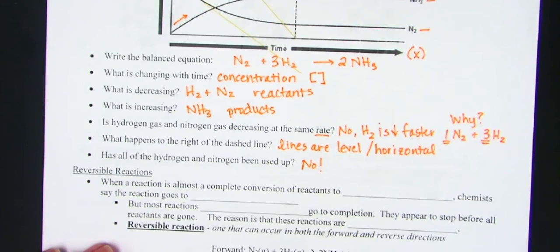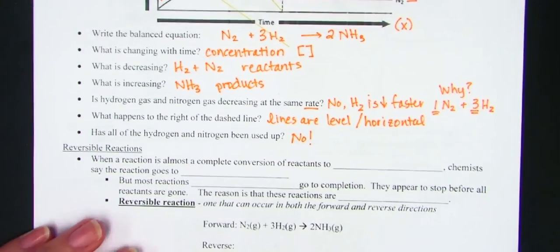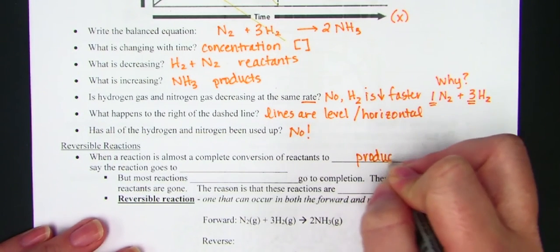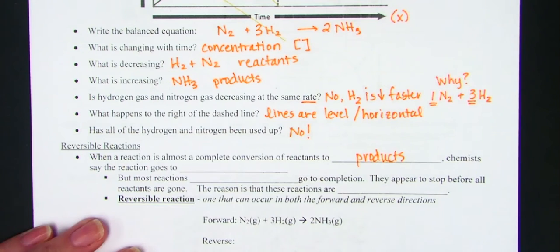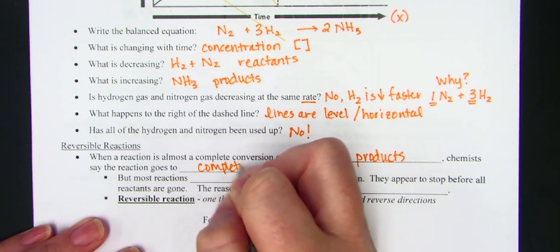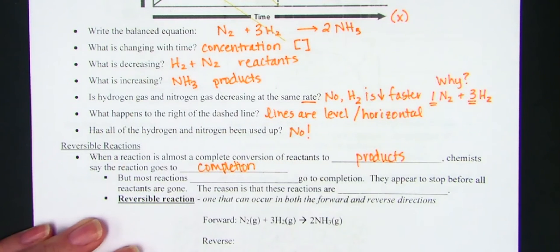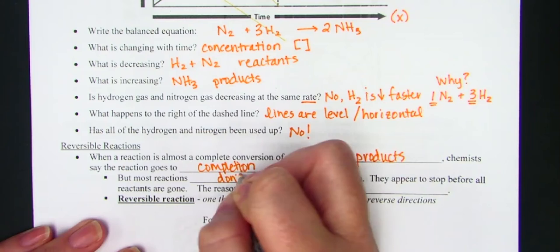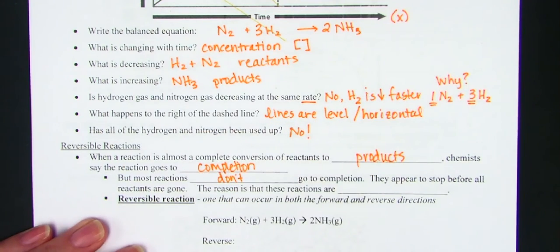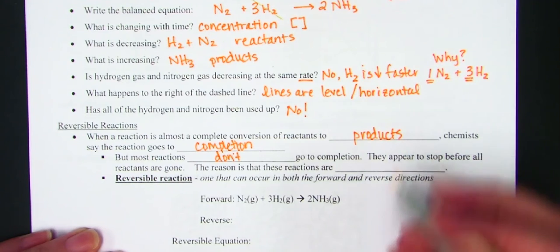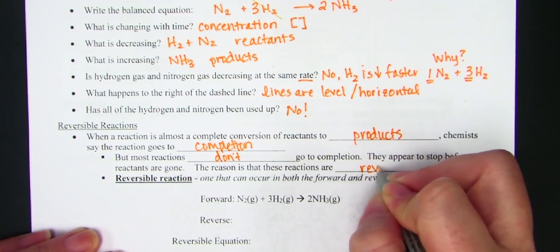So when a reaction is almost a complete conversion of reactants to products, when I've changed all of my reactants to products, we say this reaction goes to completion. It'd be easy if that were the case for all of them, but it's not. Most reactions don't go to completion. Instead, they appear to stop before all the reactants are gone. And the reason is that these reactions are reversible.